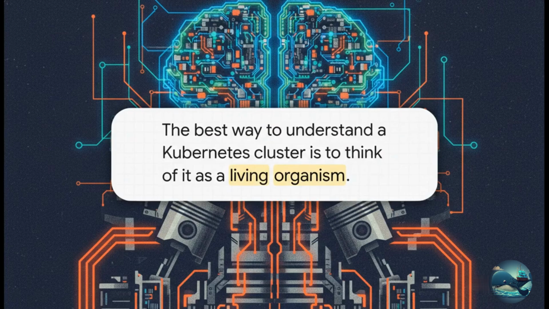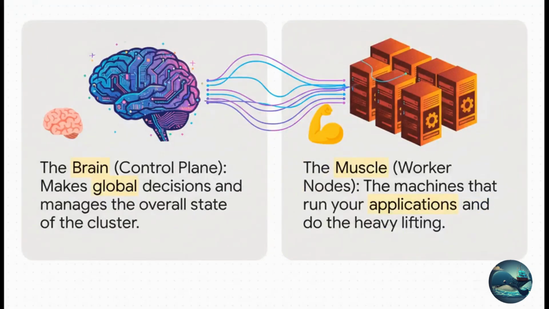So, you might be wondering, how does it actually do all that? Well, to really get a handle on it, let's use an analogy. I want you to think of a Kubernetes cluster like a living organism. It's got a brain that makes all the big decisions, and it's got muscles that do all the heavy lifting. If you can just hold on to that one simple idea, brain and muscle, it's going to unlock everything else we talk about.